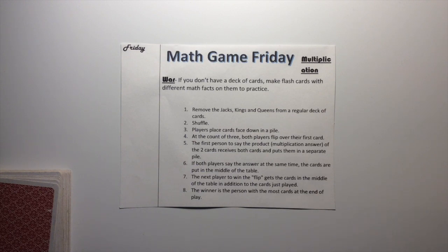So what you do is, if you have a deck of cards, remove the jacks, kings, and queens from a regular deck of cards, and shuffle the cards. Players place cards face down in a pile. At the count of 3, both players flip over their first card. The first person to say the product, or the multiplication answer, of the two cards receives both cards and puts them in a separate pile.